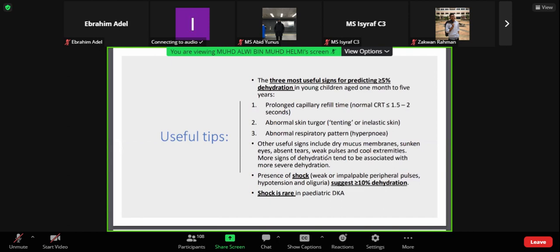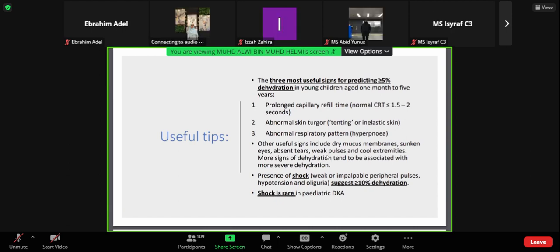Okay, three most useful signs for predicting more than 5% dehydration. Remember, these are the signs of more than 5% dehydration, because in diabetes the first step is to determine how severe the dehydration is. And usually in DKA, you need to have a slightly higher threshold to treat. For example, if based on your assessment the child has like 10% dehydration, usually you go down to 7.5. So you treat them according to 7.5% dehydration, even though the assessment is about 10%.